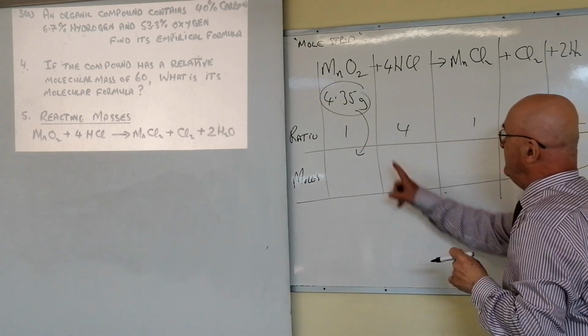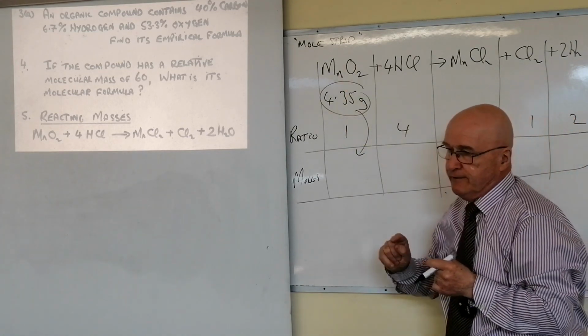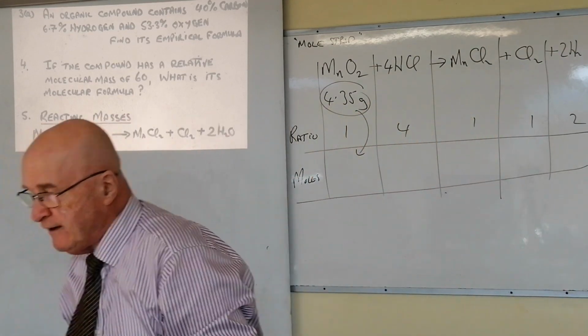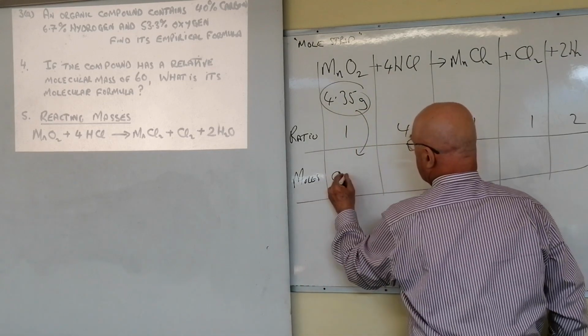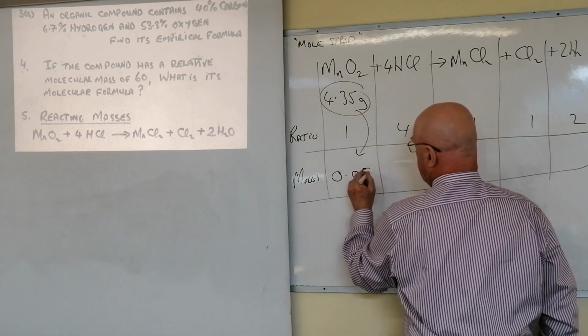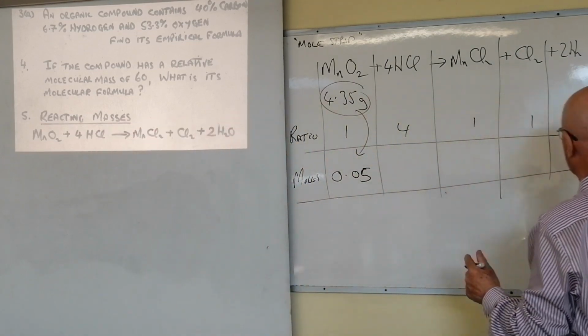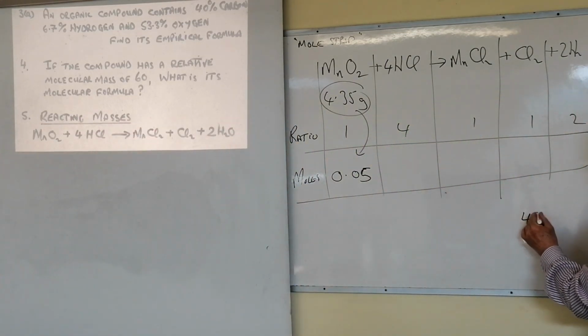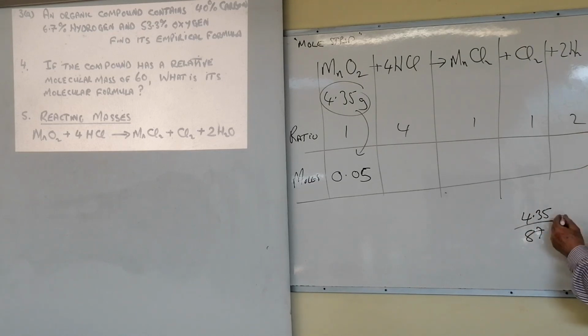You'll have to divide that by the Mr for that. Are you all okay? I'm looking it up for you here. It's 87. Divide that by 87 and you're going to get 0.05 moles. Yes, 0.05 moles, right in there. 4.35 divided by 87. Will you take it please? That gives you 0.05.